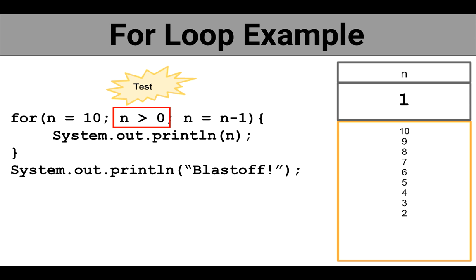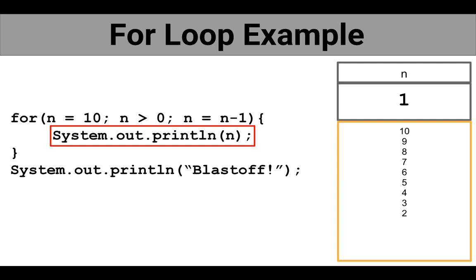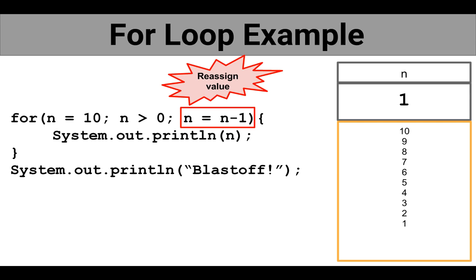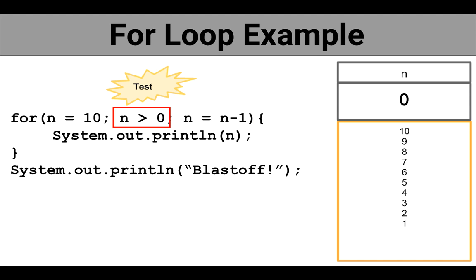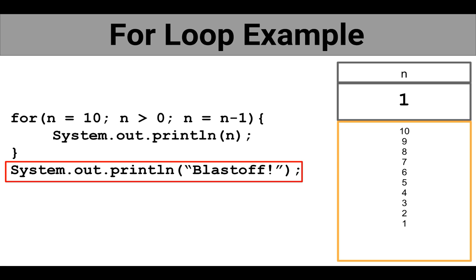So now we're going to fast forward, because you don't want to be here forever. And we're going back to the test. We're assuming now that n is 1. So is 1 greater than 0? Yes. Pop down to the body of the code, and we're going to print 1. Pop up to reassign the value. So we're going to say 1 minus 1 is going to be the new n value. So that's going to be 0. We go over to the test. Is 0, which is n, greater than 0? No, it's not. So it's going to go down to the print line statement. It's going to print blast off.